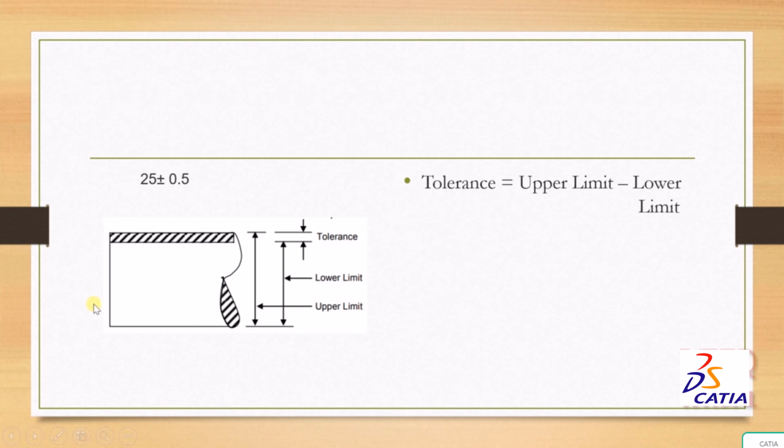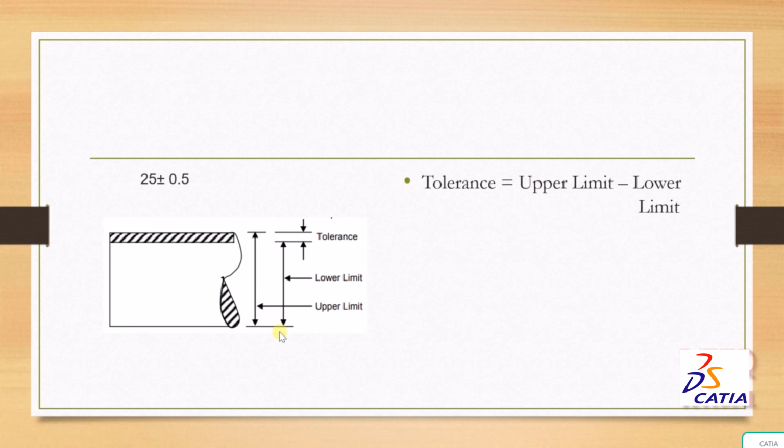So in this example we can see we have a maximum value that is called upper limit, and then we have a minimum value that is called lower limit. So upper limit is up to this arrow and lower limit is up to this below portion, and the difference between this upper limit and the lower limit is called tolerance. So we can calculate this tolerance from this formula: upper limit minus lower limit.